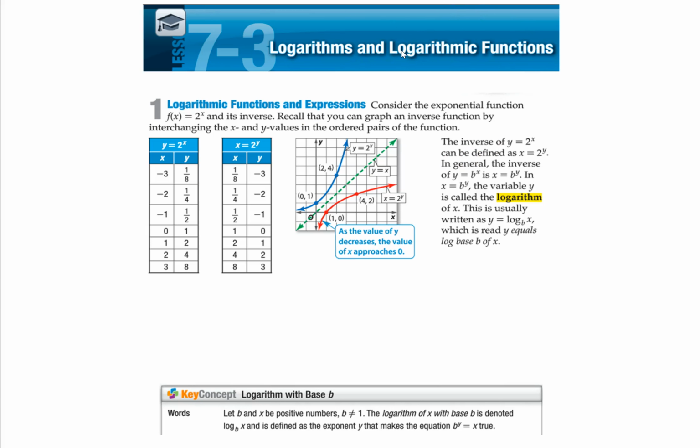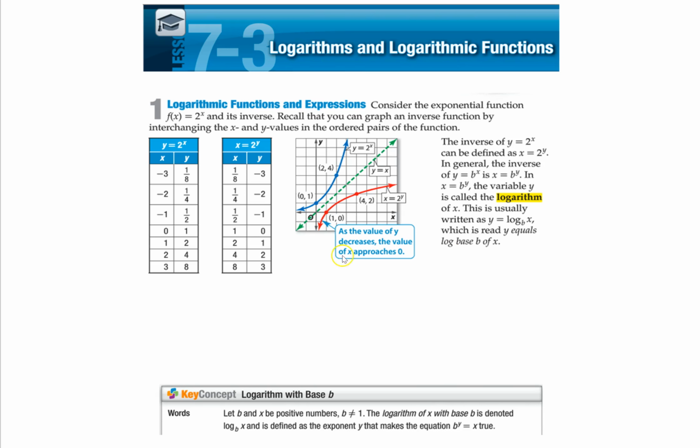7.3, logarithms and logarithmic functions. Okay, last class we learned about how to graph exponential functions like these, right? So for the most part, they go up like this. Now we're going to talk about the inverse of those things.